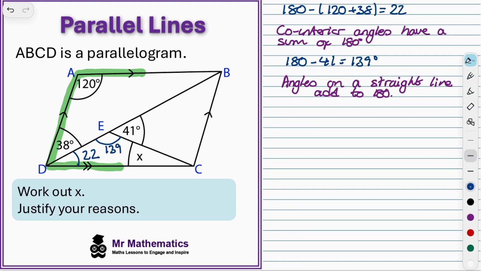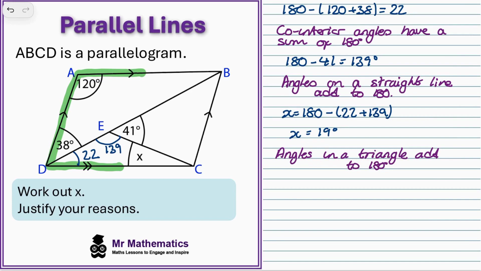And now we can work out angle X because we've got angles in a triangle. So X will be 180 minus the sum of the 22 and the 139. And this will give us 19 degrees. And we need to state the reason, which is angles in a triangle add to 180 degrees. Okay, that's our first question. Let's move on to question 2.